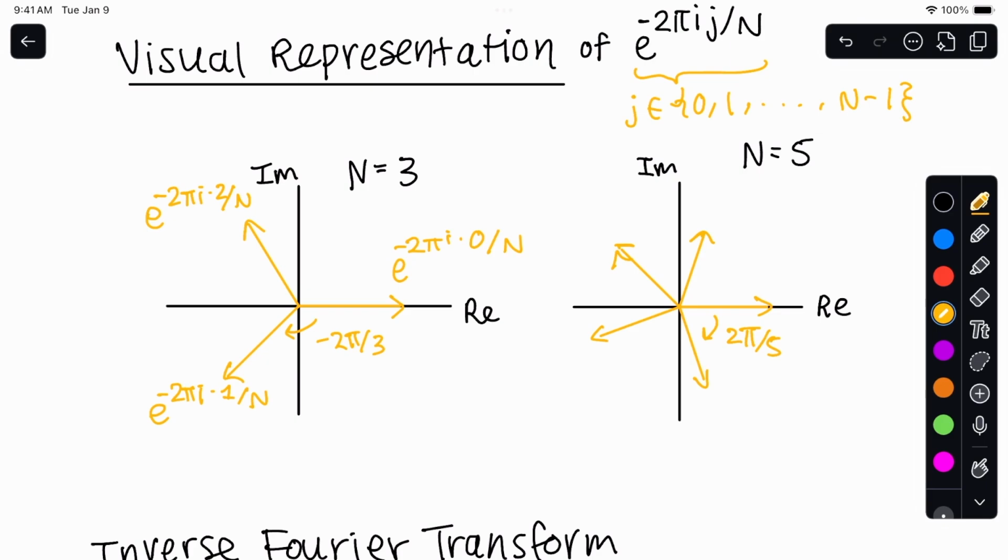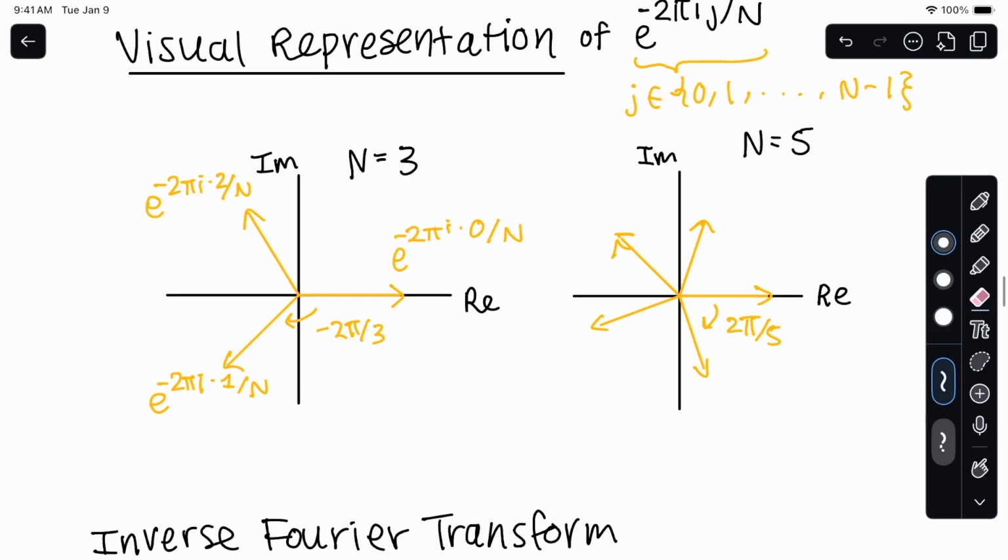So basically, these terms are kind of like spokes on a wheel. And one thing I want to note here is that if you sum up all of these vectors, you're going to get 0. Because all the vertical components cancel out and all the horizontal components cancel out.